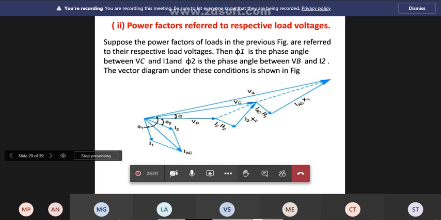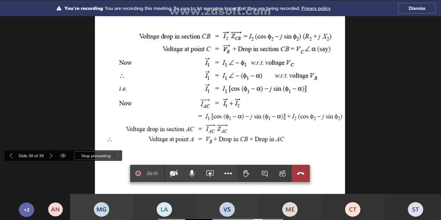That is the only difference. First we have to calculate individual, then calculate the total load, then subtract, then calculate the voltage drop. Right? So as usual, total. So like this. The voltage drop in section CB, that is V C alpha. This is the total load voltage angle.